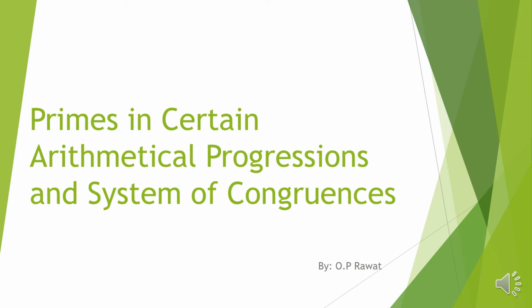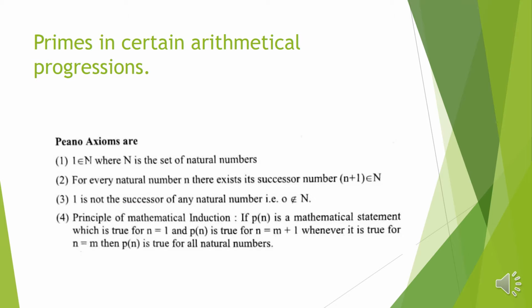Today we discuss the prime number system. We have some abbreviations over here, that is capital N stands for natural numbers. For every natural number n there exists its successor n plus 1 belonging to capital N. One is not the successor of any natural number, that is, 0 doesn't belong to capital N.